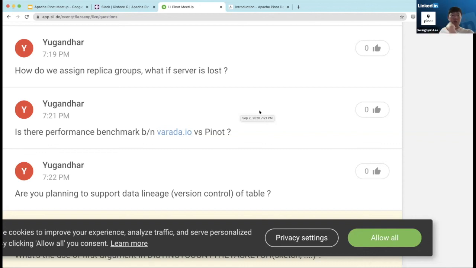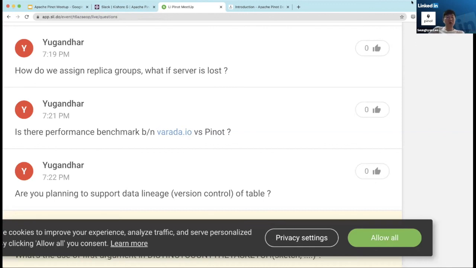So the question is, how do you assign replica groups, and what if the server is lost? There is an API on the controller side that we can use to assign the replica groups by putting some configurations in the table config. And if the server is lost, this is actually a very good question, then the broker is smart enough to look for other servers that are serving those missing segments. For LinkedIn's production environment, we usually keep at least 3 replica groups by default.